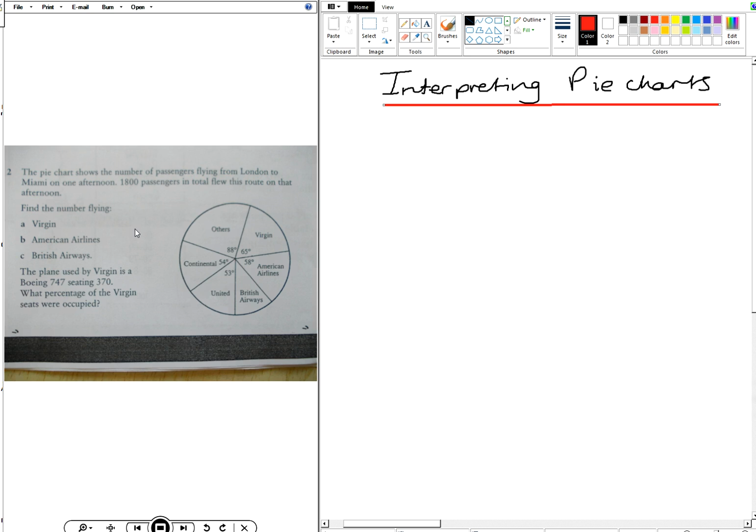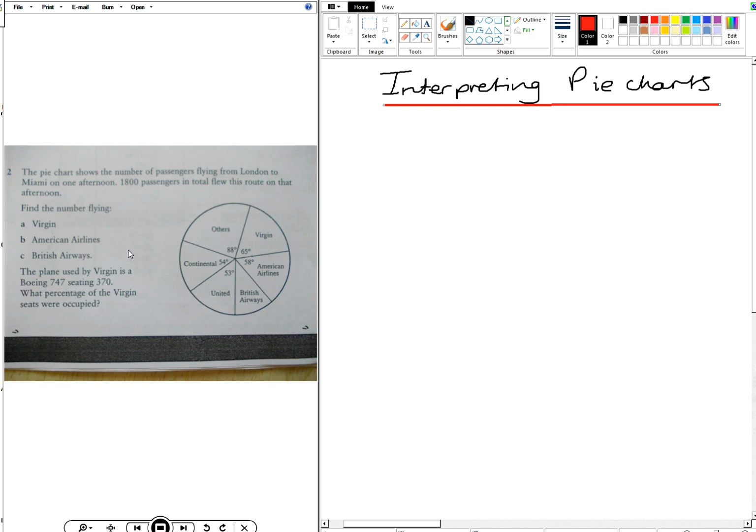Question number 2 says the pie chart shows the number of passengers flying from London to Miami on one afternoon. 1,800 passengers in total flew this route on the afternoon. Find the number flying Virgin, American Airlines, British Airways. The plane used by Virgin is a Boeing 747 seating 370. What percentage of the Virgin seats were occupied? So those are the questions that we have at the moment.